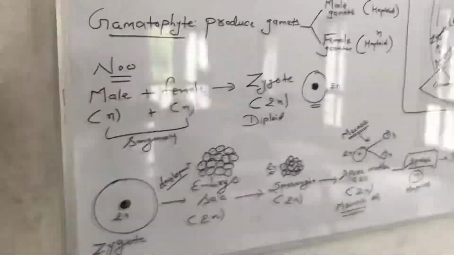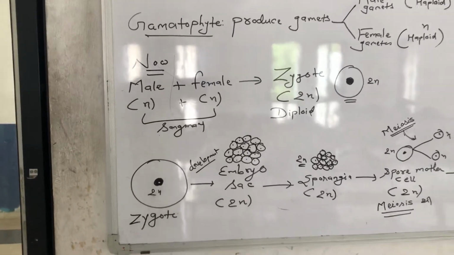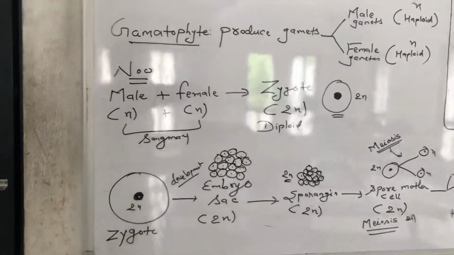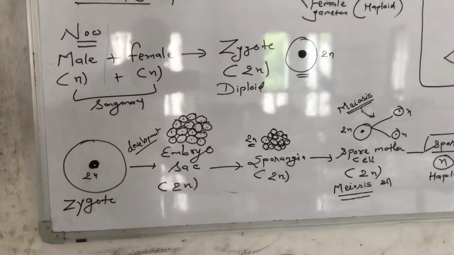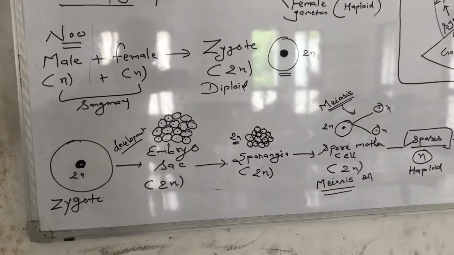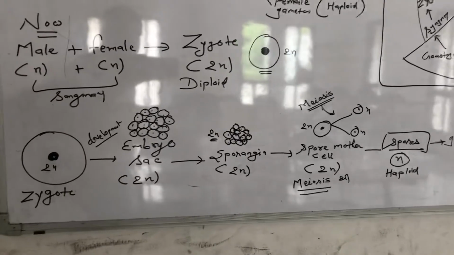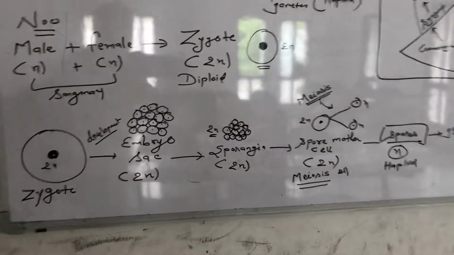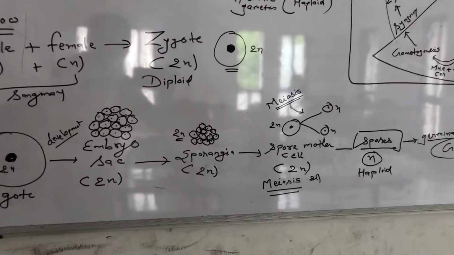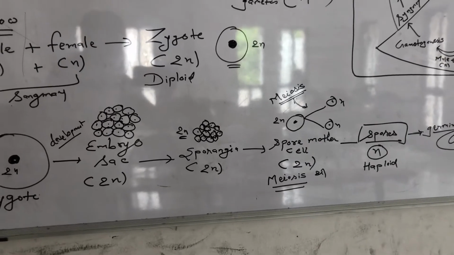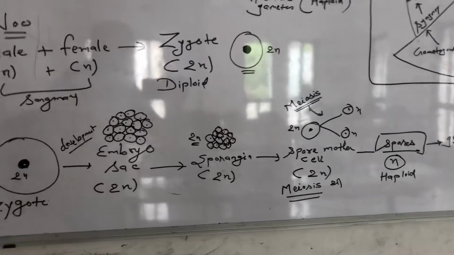Now further, once the zygote is developed, that is 2N, development takes place continuously and it forms an embryo. So from one cell, many cells are produced. The embryo is also 2N, a diploid in nature. From the embryo, development continues and takes place in the sporangia. That sporangia will also be diploid in nature, that is 2N.